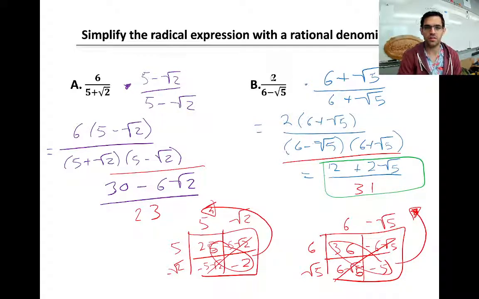Example B, same thing, multiply by the conjugate at the bottom. And we're going to just multiply the top by the conjugate too. Multiply the conjugate by the bottom, we have our box. Middle terms cancel out, we're left with 31 on the bottom.